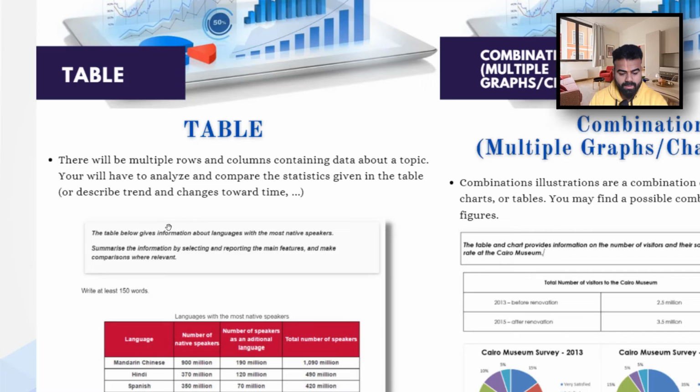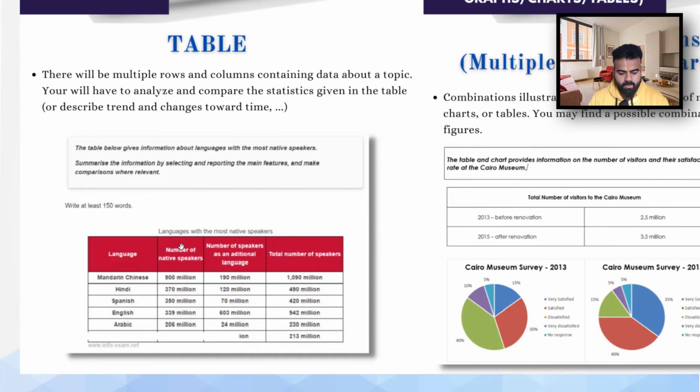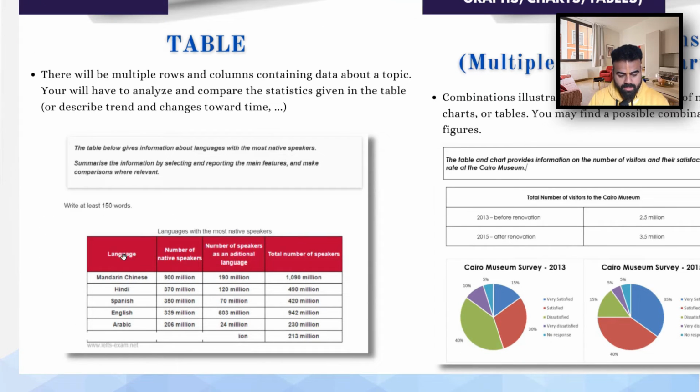Now let's see the table. So that's very simple. A table is basically an arrangement of data in rows and columns. So as you can see in this example, we are provided with rows and then we have these columns. So here multiple information is provided, like the number of native speakers for a particular language, and then the number of speakers of that language as an additional language, and the number of total speakers.